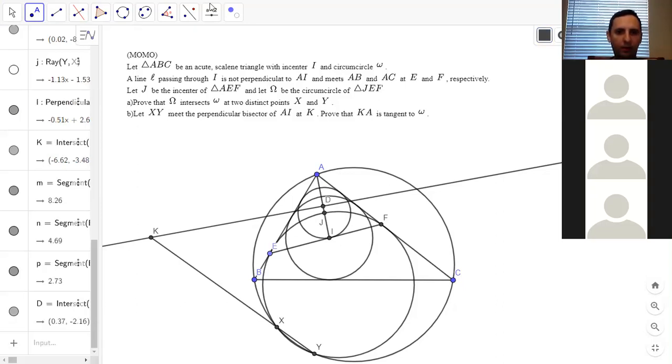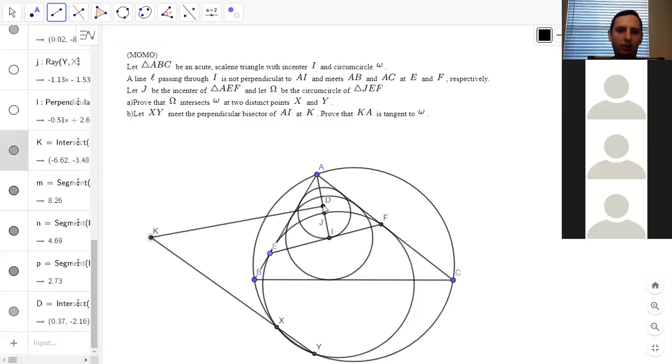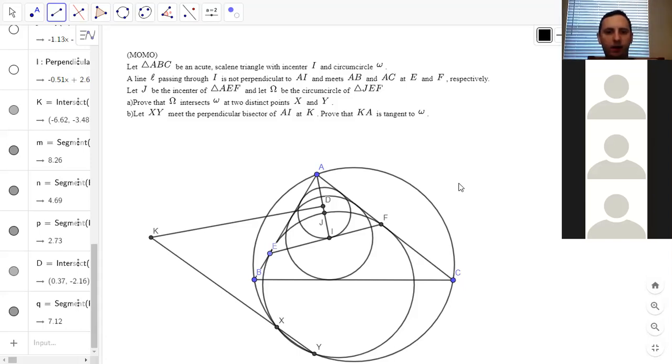So yeah, we have KA equal to KI. So basically we want to show that KI squared is the power of K with respect to the circle. So if we could show KX times KY is KI squared, that would be one way to do it.